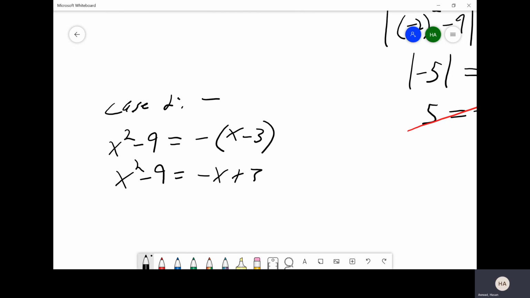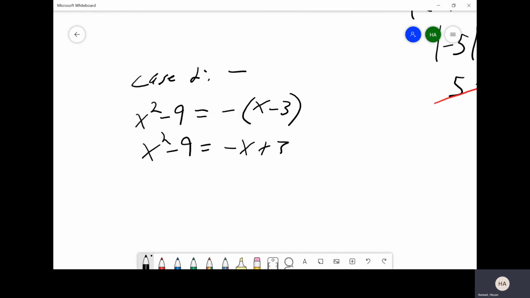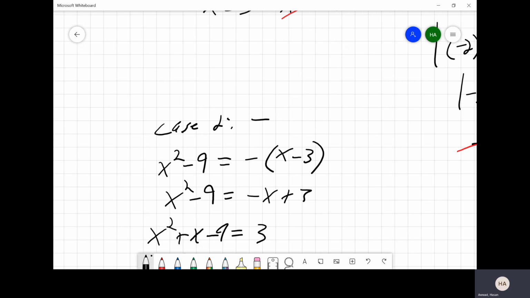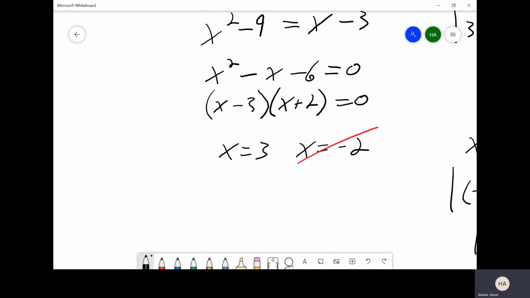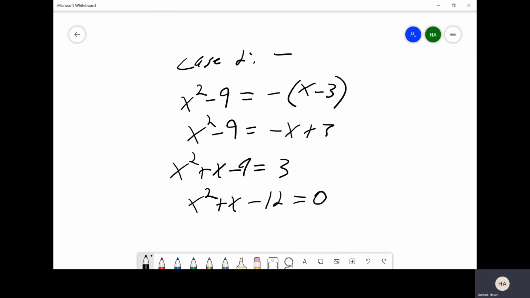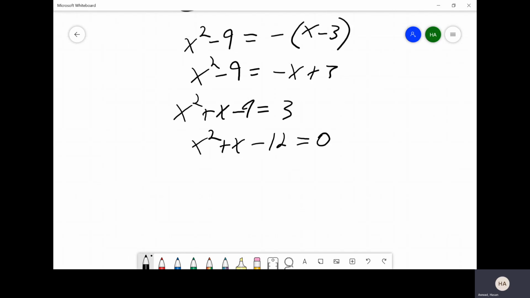Before we added 3, and now we're going to be subtracting 3. So we add x to both sides, and we get x squared plus x minus 9 is equal to 3. And minus 3 from both sides, we get x squared plus x minus 12 is equal to 0. So as you guys can see, before we even factor it, it's a different quadratic, right? We had x squared minus x minus 6. This time it's x squared plus x minus 12. So it's a different quadratic, which means we're going to have different solutions. So factoring this out, we have to get it to be multiplied to give us a negative 12, but add to give us a positive 1.